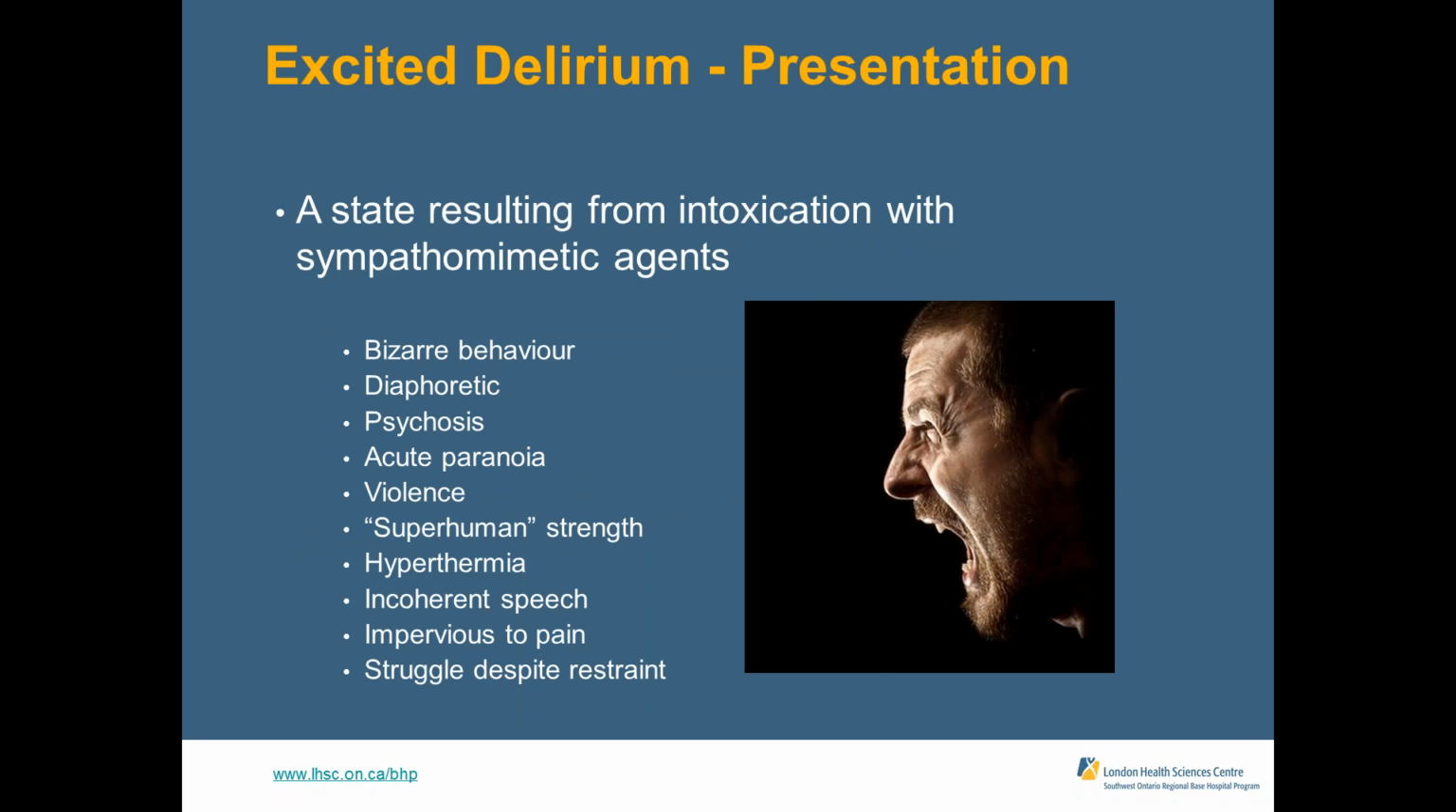So how these people present can vary in a few ways, but they all have a similar agitated presentation. Whenever they're intoxicated with those sympathomimetic agents, they might be acting bizarrely. They'll often be taking off their clothes, screaming, and sweating. They might be exhibiting symptoms of psychosis, for example, hearing voices, being quite paranoid. And they're often quite violent. They might be ripping through fences or throwing tables around.